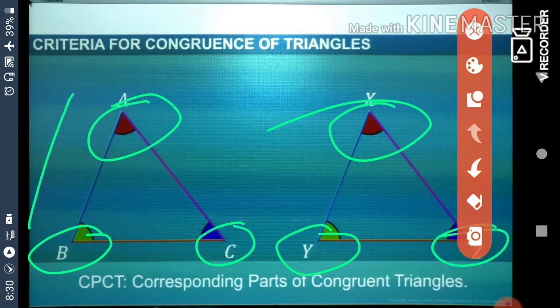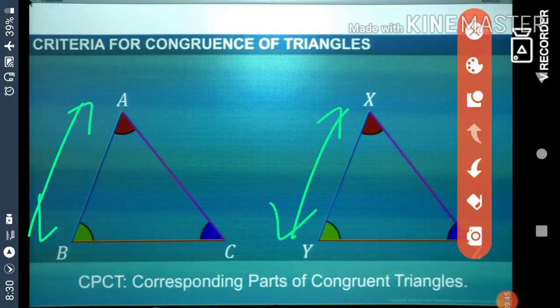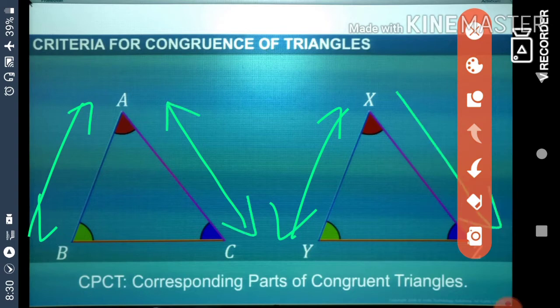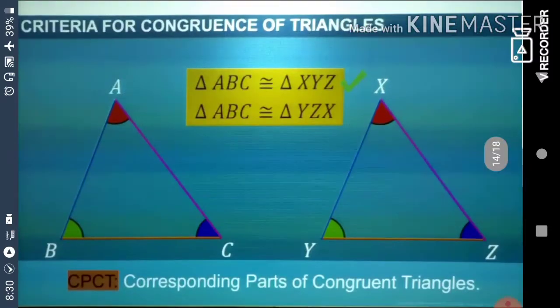In the same way, this side AB is corresponding to side XY. Okay, just look again here. This side AB is corresponding to side XY. In the same way, side AC is corresponding to side XZ, and side BC is corresponding to side YZ. These are called corresponding parts. Okay, I hope it is clear to you. Now we can say CPCT means corresponding parts of congruent triangles. Okay, it is clear to you.